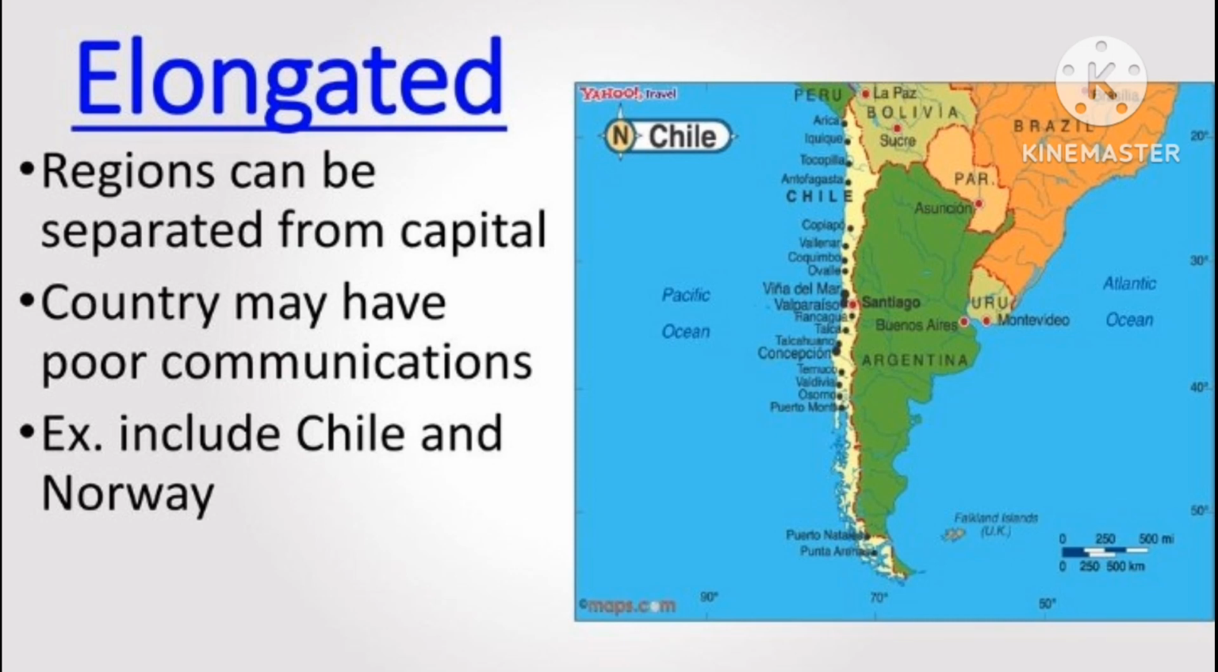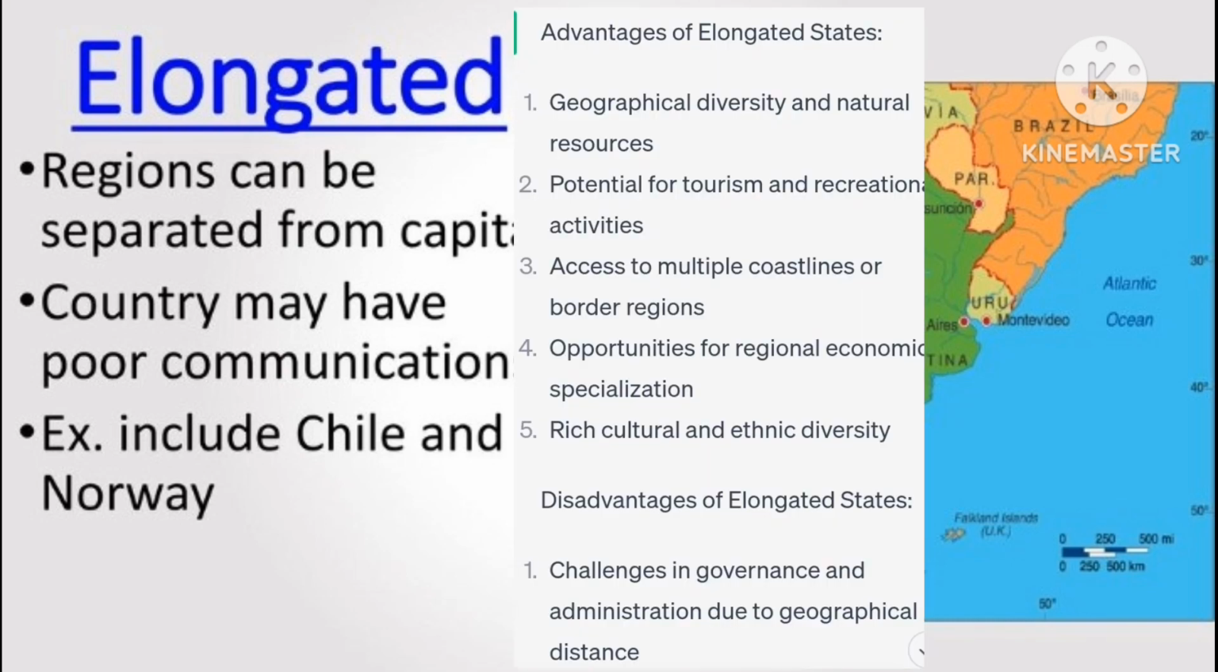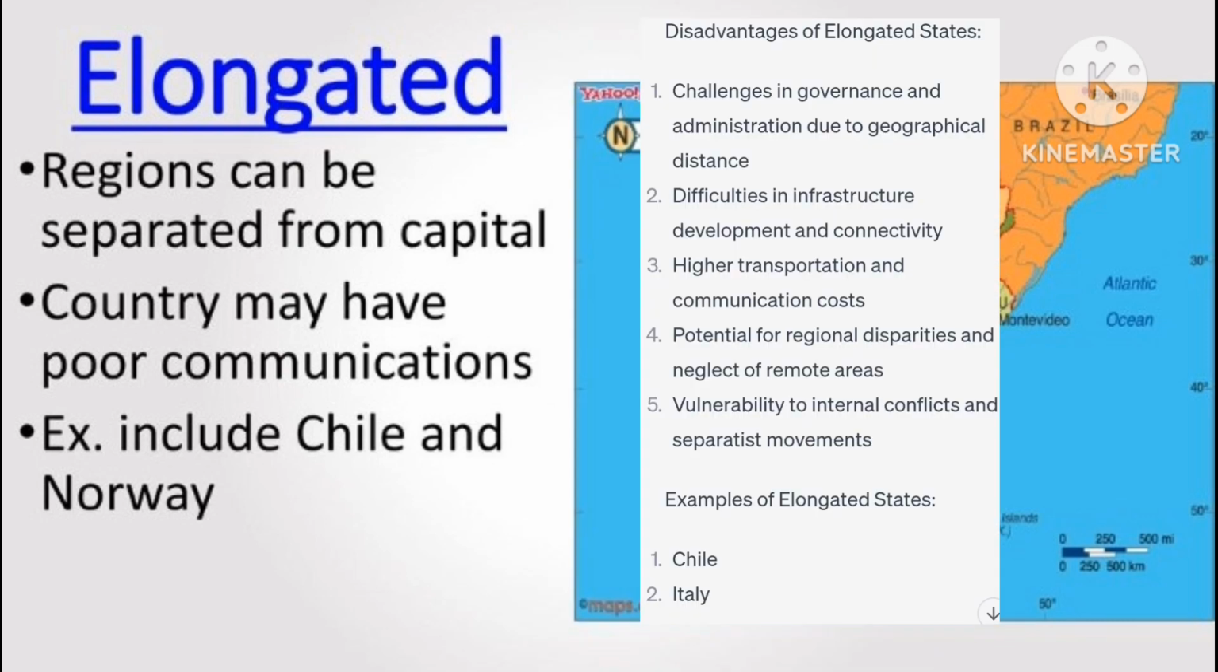Okay, the next state is elongated state. In an elongated state, regions can be separated from the capital. A country may have poor communication. Examples include Chile and Norway. Those states which are extended lengthwise are called elongated states. You can learn the advantages and disadvantages of elongated state from the slide share. Examples are Chile and Italy.